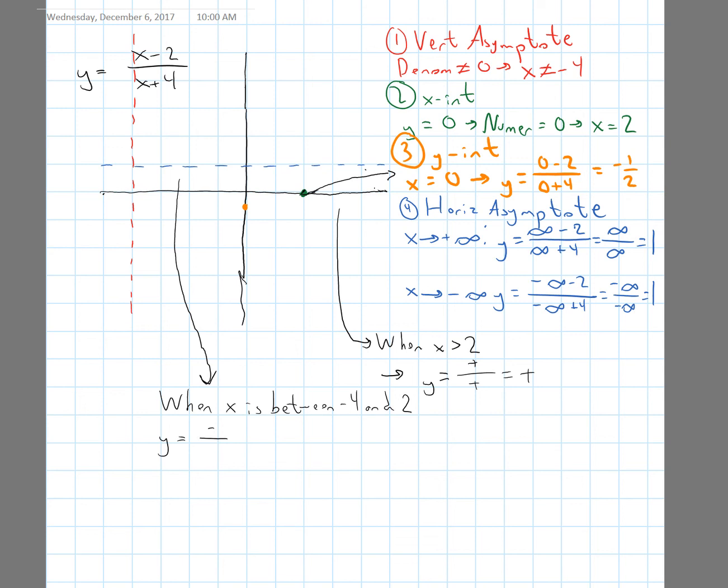And I encourage you to pick a random number. Even if you go all the way up to 1.999, right, it's going to be a negative numerator after you plug in x. But the denominator will always be positive. Even if I go to x being a negative 3.9, adding that to 4 will give me a positive denominator. And then a negative divided by a positive is a negative.